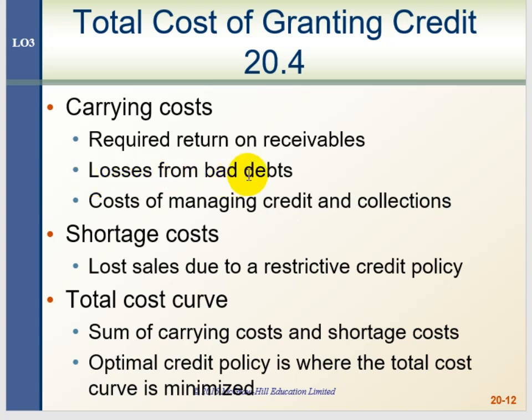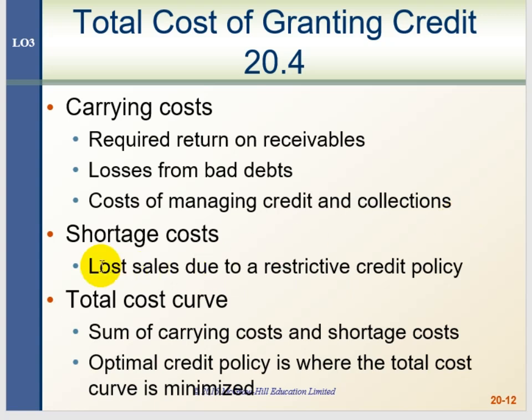We also have to consider the losses from bad debts. If they never pay us, we're out the cost of the inventory, and whatever the cost of managing the credit and collections would be. So that could be either internally, in-house, having our accounts receivable clerk call and try to collect, or having the collection done by a collection agency. We talked a little bit about how we could collect receivables more easily in the last chapter.